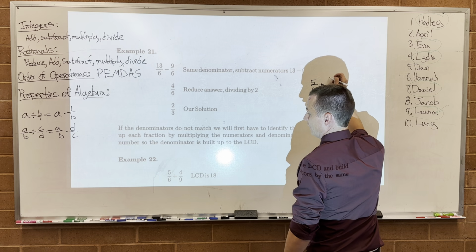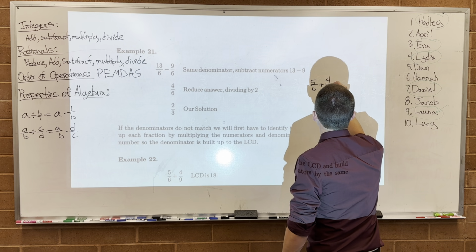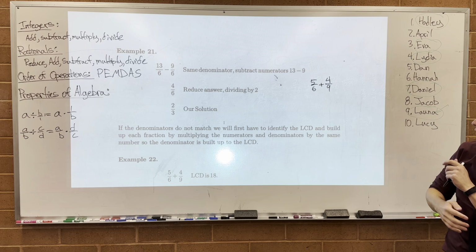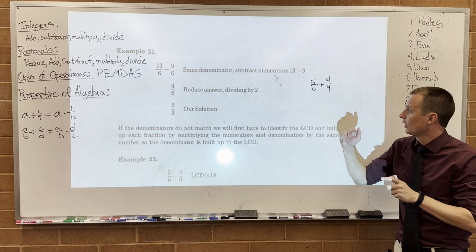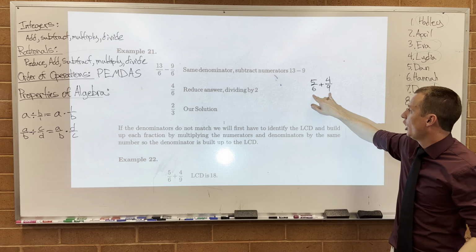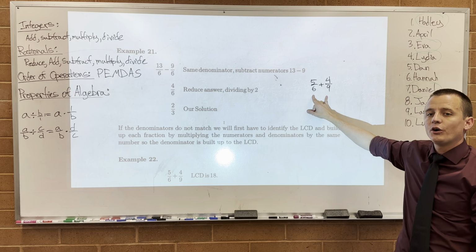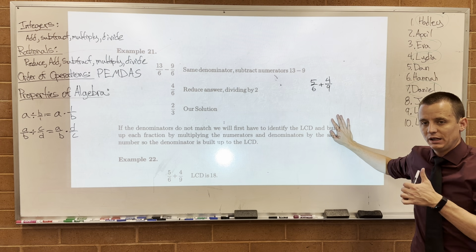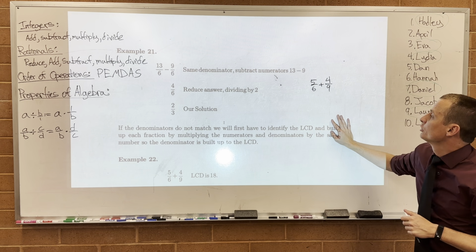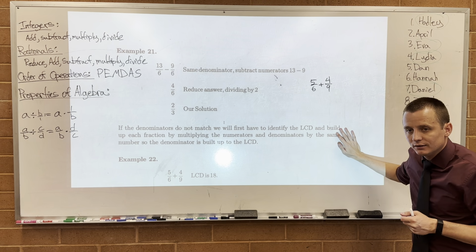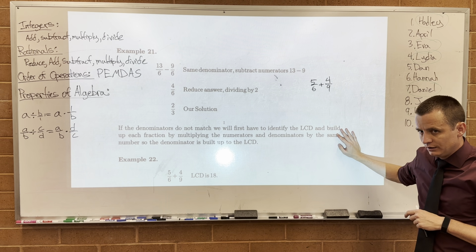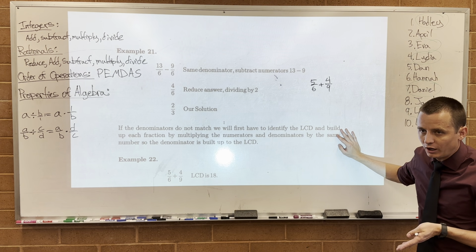5 sixths plus 4 ninths. Well, we're not multiplying, so you can't cross cancel. We're looking for a common denominator. I only know how to add fractions together if they have the same denominator. Those don't have the same denominator. But I know that I can multiply each of those numbers by 1 to give it whatever denominator I want. It's just whatever I do to the bottom, I also have to do to the top.